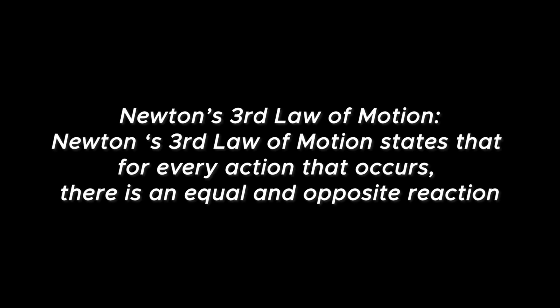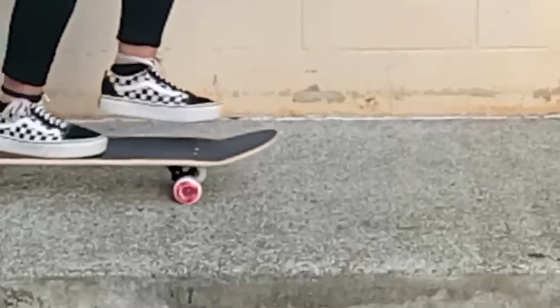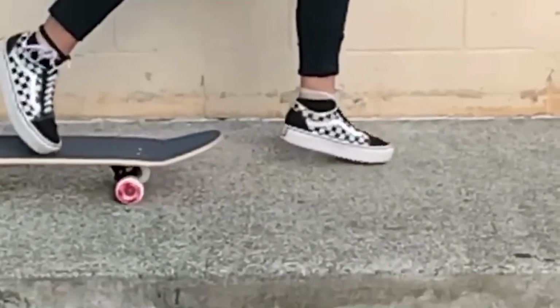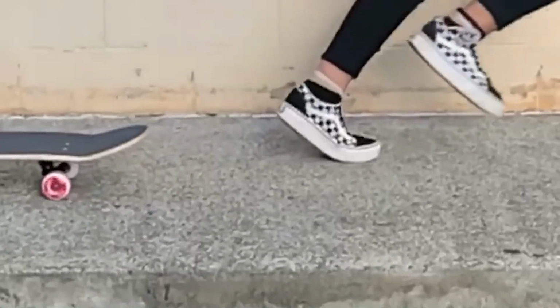Newton's third law of motion. Newton's third law of motion states that for every action that occurs, there's an equal and opposite reaction. As Jennifer is skateboarding, she falls off her board. That causes her to fly one direction while her board goes the opposite direction.